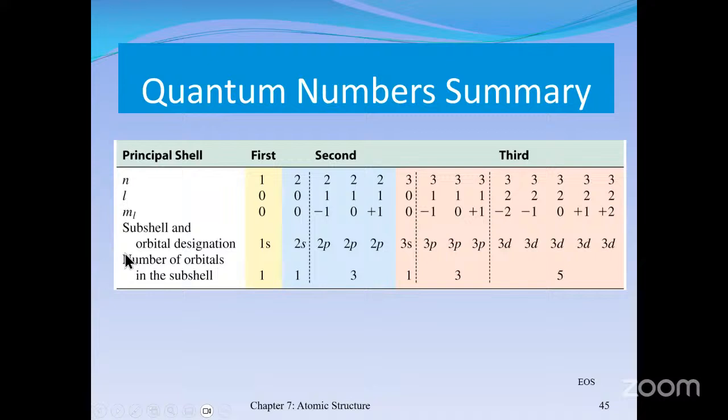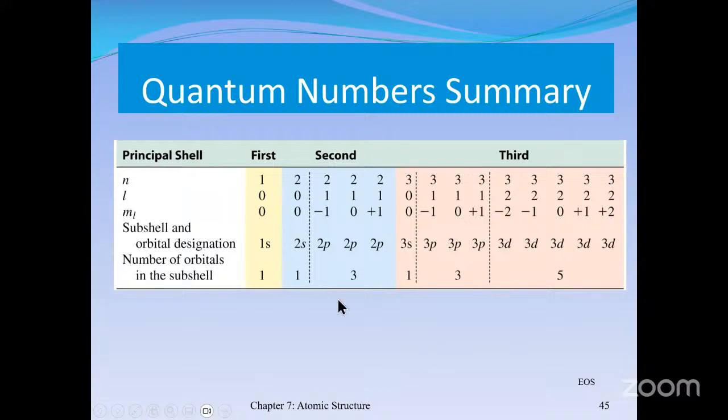So just to recap a bit, in the first shell, there's only one orbital, and that's the 1s orbital. In the second shell, you have two types of orbital. You have the 2s orbitals, which are spherical in shape, and then you have three 2p orbitals, all right? And then when you get to the third shell, you have the 3s orbitals, you have three 3p orbitals, and you have five 3d orbitals, and so on and so forth for the fourth and the fifth and the sixth and so on, all right?